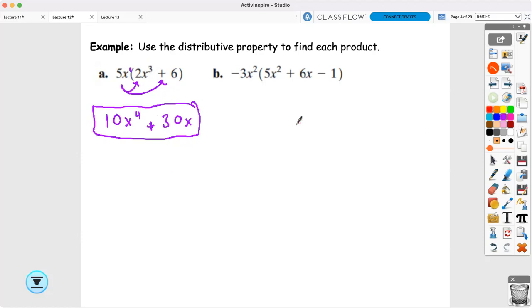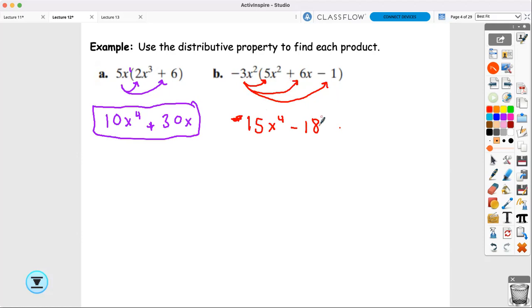Let's look at B now. We're gonna go ahead and distribute. Now in this case, we're gonna distribute it 3 times, right? Because we have 3 terms here. So now let's go multiply, right? -3 times 5 is a -15. So -15, and then we're adding the 2 and 2, which is 4. And then we do -3 times +6, that's a -18 again, right?